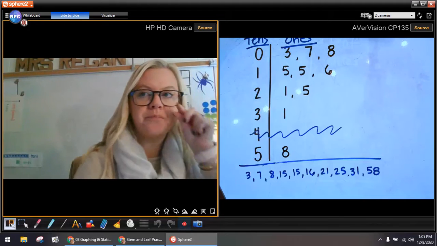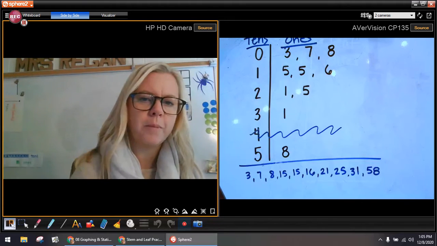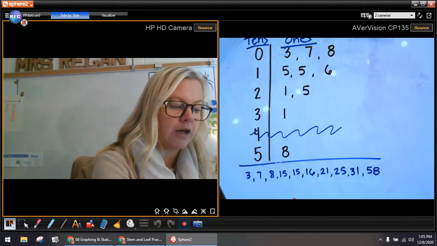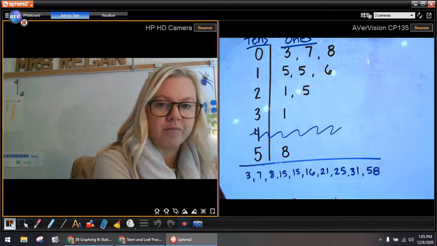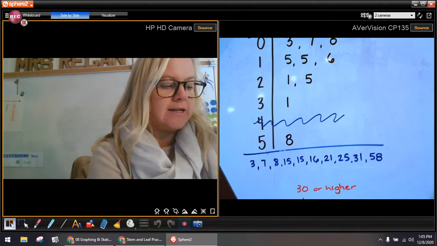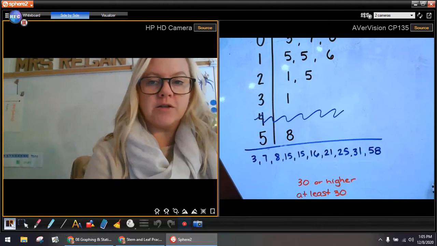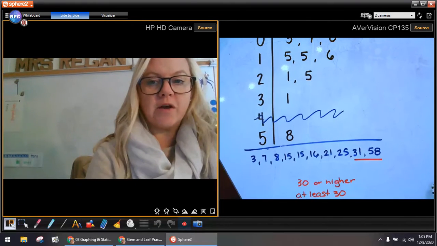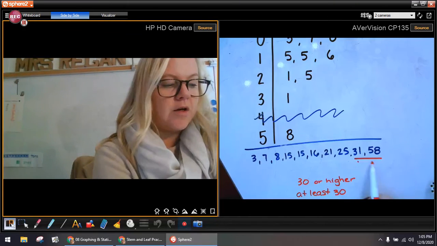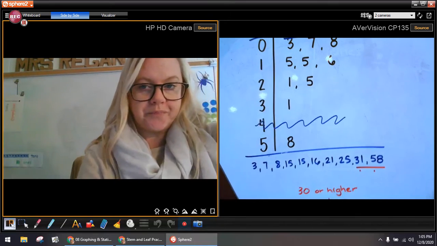Another example of a question. How many are at least 30? So at least 30 means 30 is the least number that I would have. I would have 30 or higher. At least 30. So how many of these numbers are at least 30? At least 30 means 30 or higher. These are the only 2 numbers that are at the very least number that they could be, at least 30. 31 and 58. So how many numbers are at least 30? 2 of the numbers.